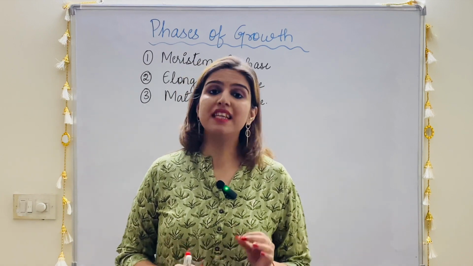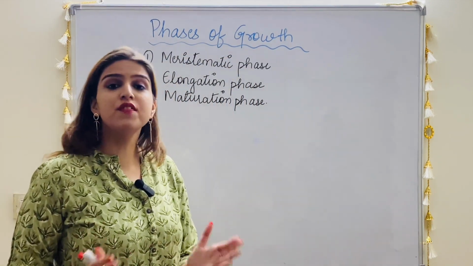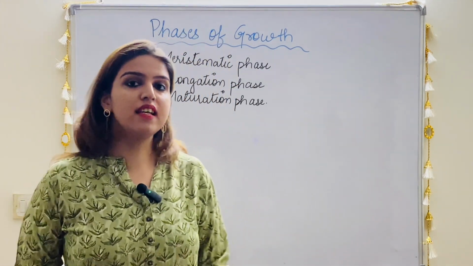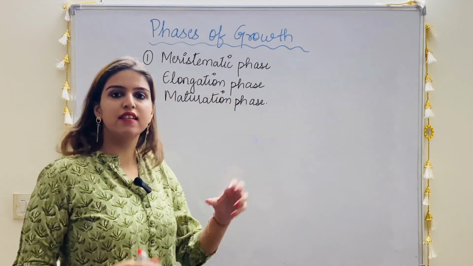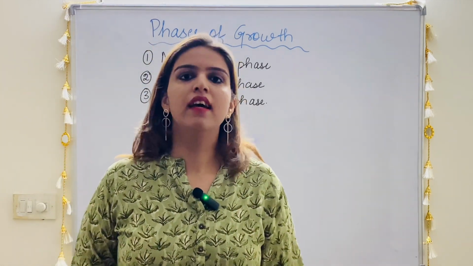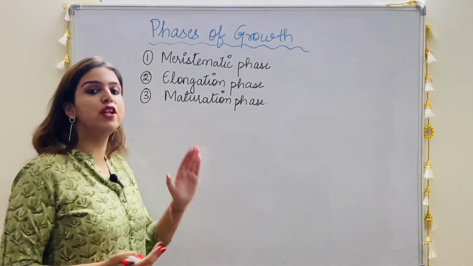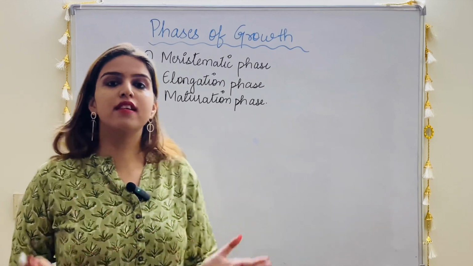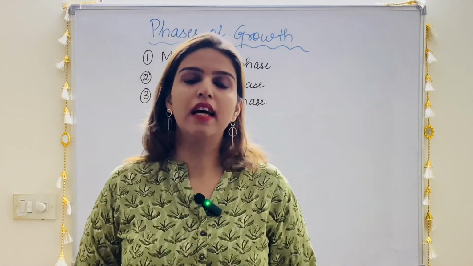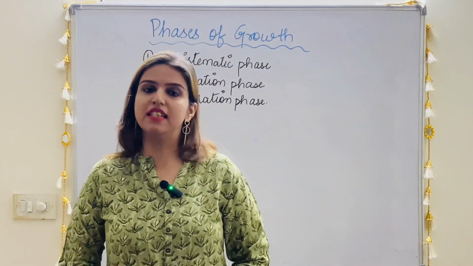First is your meristematic phase. So the meristematic phase is the phase of cell division. It's the initial phase, the cells divide. Second is your elongation phase. Now these divided cells grow in size, they elongate. Then comes our differentiation phase, which is called the maturation phase. Now these elongated cells go on and take up specific functions. Let's quickly move ahead and start talking about each of these phases in detail.